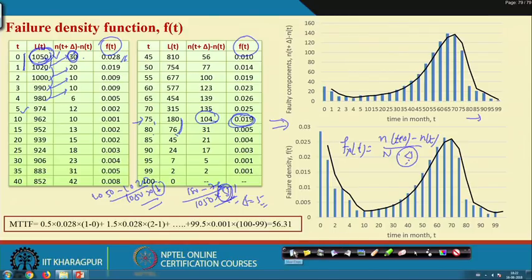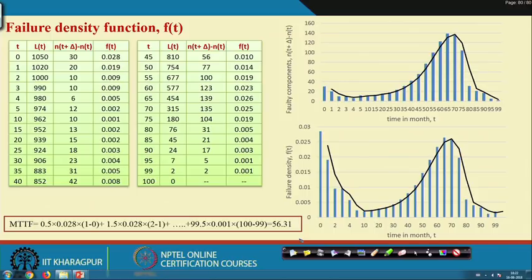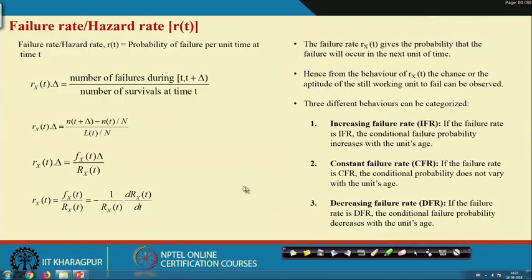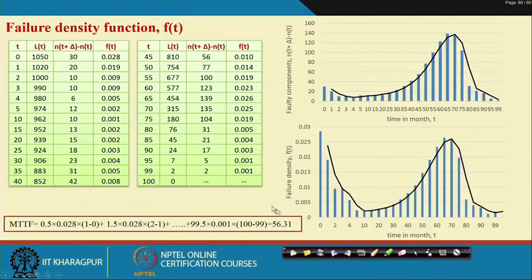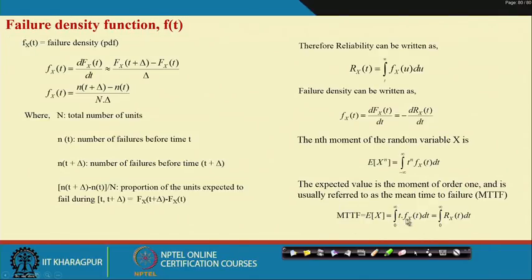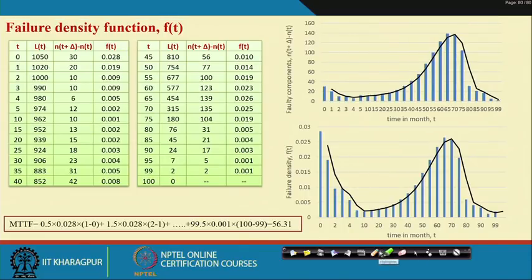Then what is our mean time to failure? You just see what is your mean time to failure. It is the integration from 0 to infinity of t f(t) dt. So, that is what is shown here. So, we are doing it.